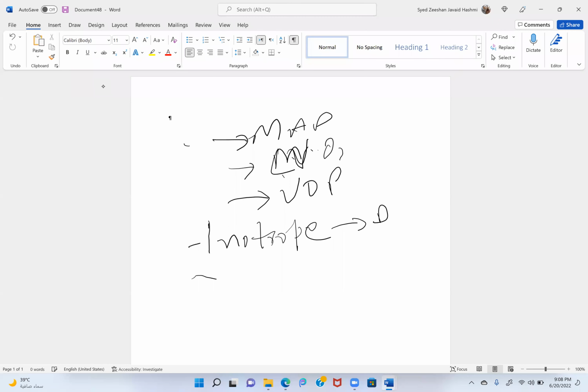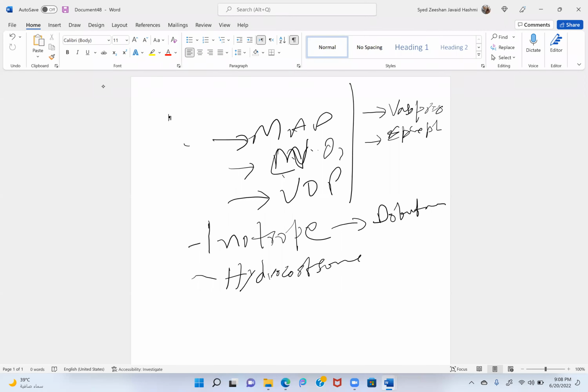Inotrope will be dobutamine. Okay, vasopressor: if one vasopressor is failing, then you can go to vasopressin or epinephrine. Okay, so if it is not responding to these things, then you will consider hydrocortisone. Okay, and then DVT prophylaxis, blood pressure, blood sugar control. And as I told you, you will try to monitor the urine output.